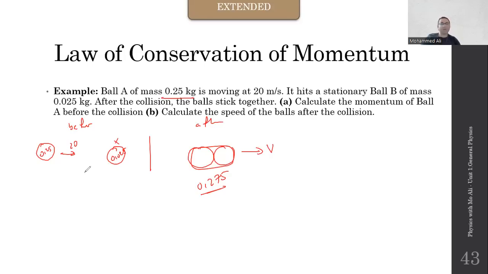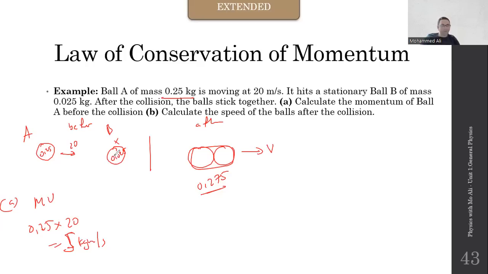What's the momentum? First, calculate the momentum of the ball before the collision. Well, that's easy. Momentum of ball A is mass times velocity. That's A and that's B. 0.25, that's the mass, times velocity, which is 20. This gives us 0.25 times 20, which is 5 kilograms meter per second.